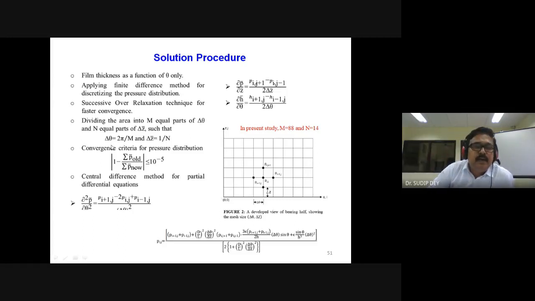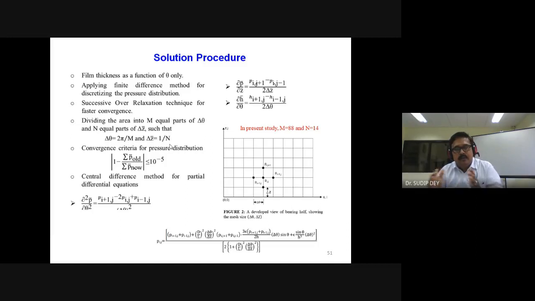And how will del theta come? It will be 2 pi by m, because the entire circular angular displacement is 360 degrees, which means 2 pi, divided by m equal parts that we have considered. Next is z. Del z is nothing but 1 by n, where n is the number of equal divisions we are considering along the z direction.